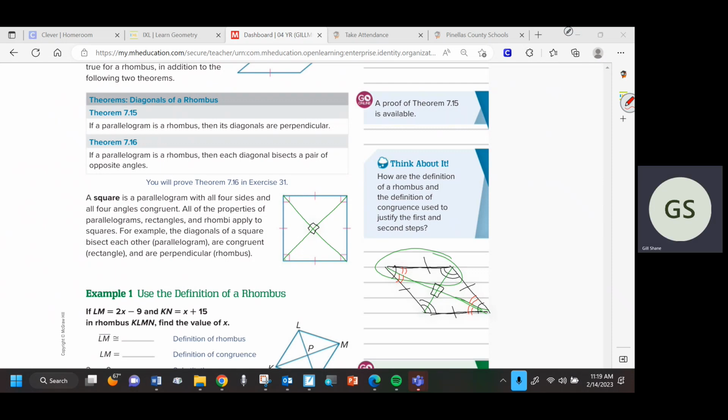So that's really the big thing. I mean, the fact that these are perpendicular, I guess, is important. But really, the bisecting of all the angles is going to be the big one from doing the problems in the last class.